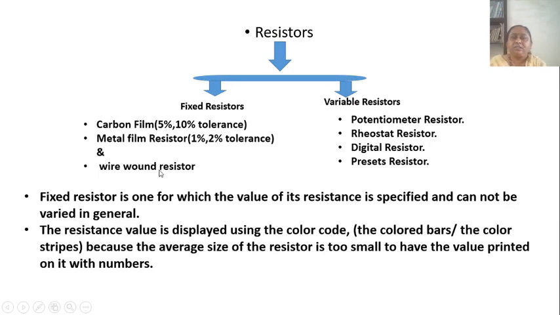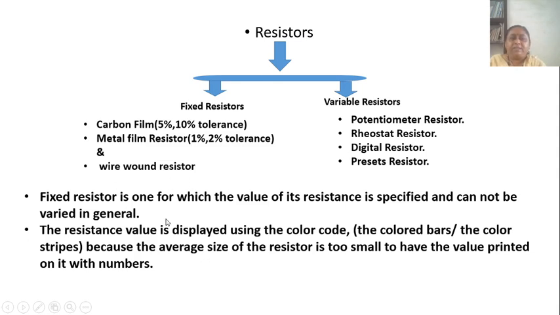Now resistors are of two types, fixed and variable resistors. Fixed resistor examples are carbon film resistors having tolerance 5% or 10%, metal film resistors having tolerance 1% or 2%, and wire wound resistors. Variable resistors are potentiometer, rheostat, digital resistor and preset resistor.